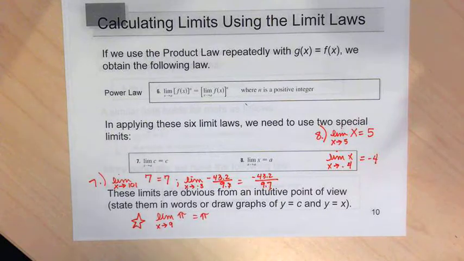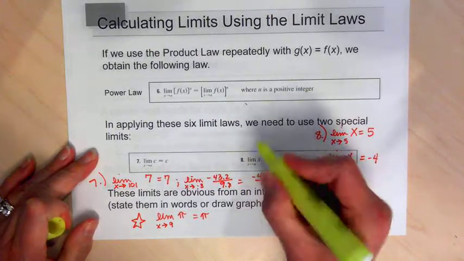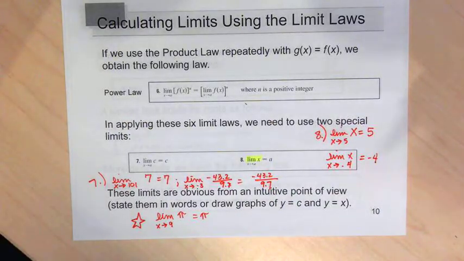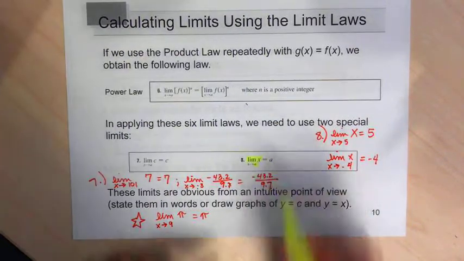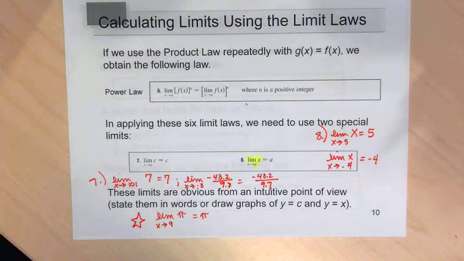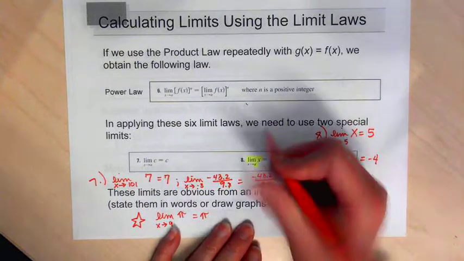So the limit of x, if we have it written just like this, the limit of x as x approaches some value a is going to be equivalent to a itself.